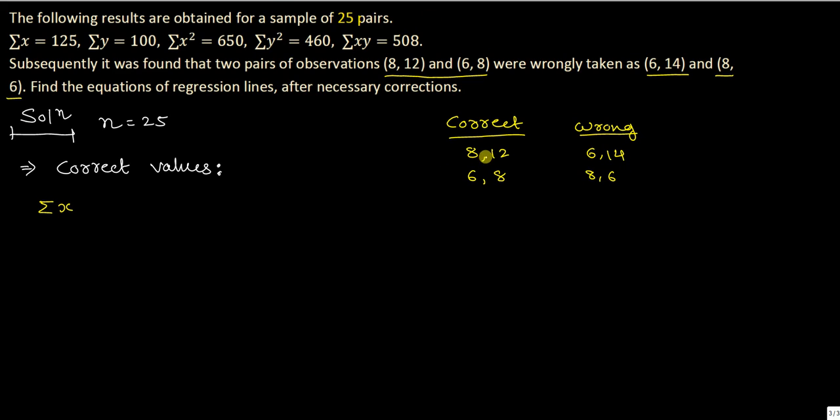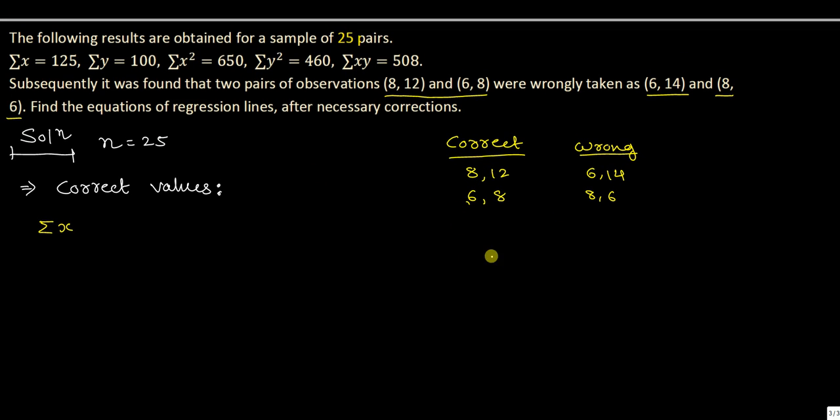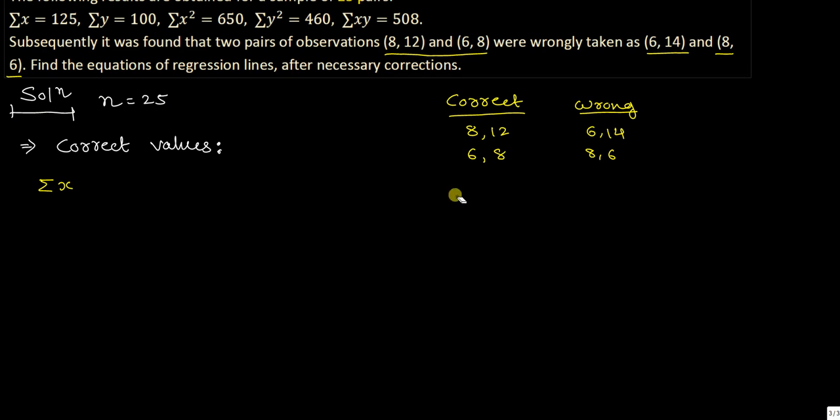The first value indicates x and the second value indicates y. This is x. This is y. This is x. And this is y.